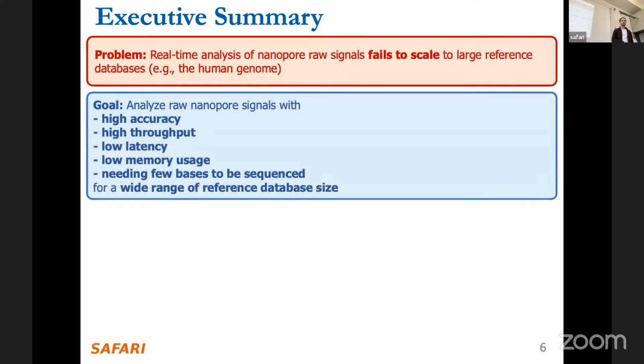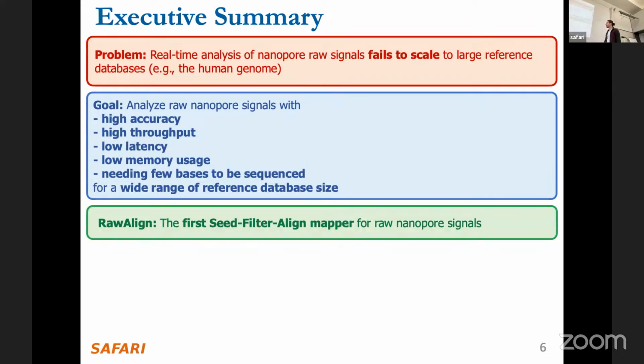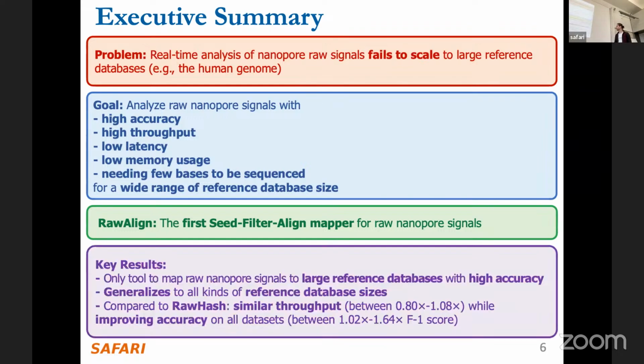So our goal in this work was to improve all the target metrics. We want high accuracy, high throughput, low latency, low memory usage, and we want few bases to be sequenced before we can make a decision. This is the second way to look at latency. And we want all of these things to generalize for a wide range of reference databases. So we propose RawAlign. This is the first seed-filter-align mapper for raw nanopore signals.